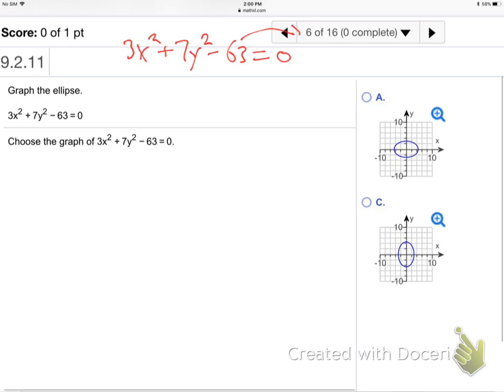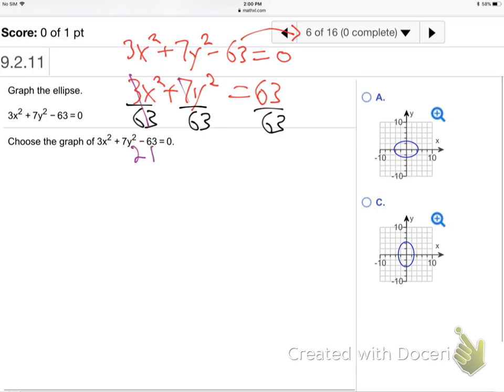So jump this over, like that, and then divide through by 63. 3 goes into 63, 21 times. 7 into there 9 times. We good with that? We get that like that.